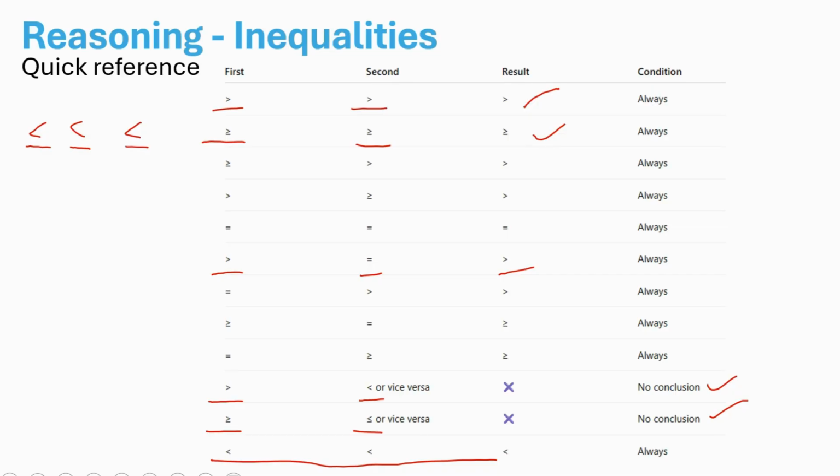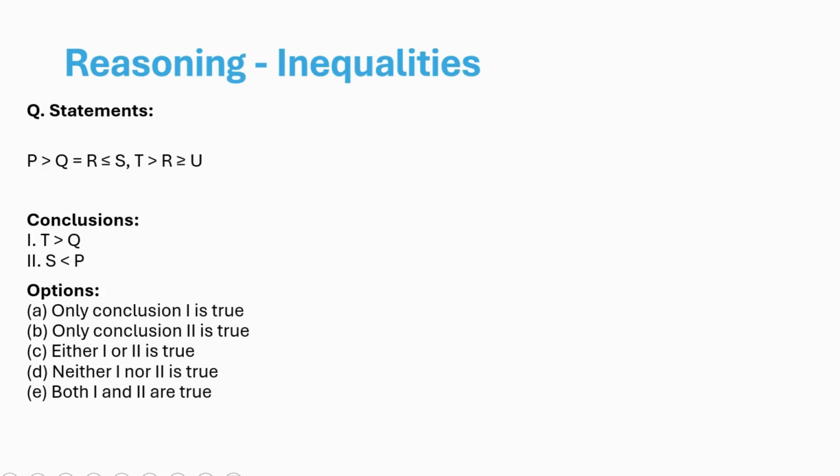So just remember these references for your quick calculation. Okay, let's quickly check some examples here. One question is given, and it has 2 statements: P is greater than Q, equal to R, less than or equal to S, and T is greater than R, greater than or equal to U. There are 2 conclusions given, so we need to find which conclusion is correct. Let's focus on the first conclusion.